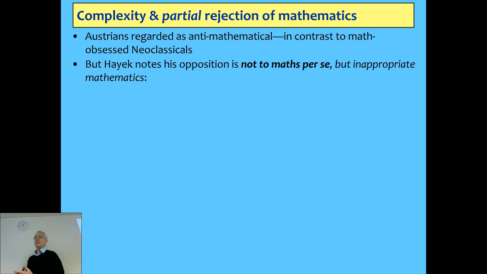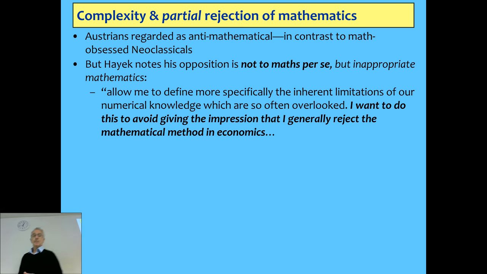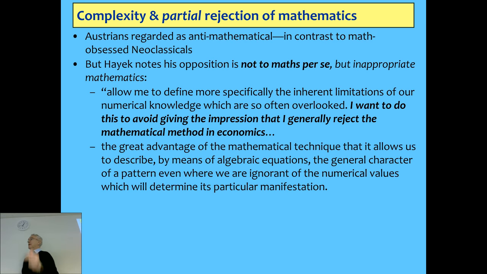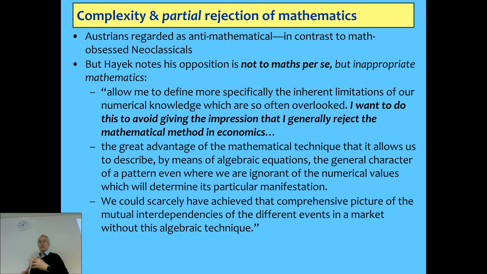Austrians are very anti-mathematical, but it's not anti-mathematics per se when you read Hayek. He's saying you can use the wrong mathematics. He says, I don't generally reject mathematical methods. He said the great advantage of mathematics is you can write down a pattern where you're ignorant of the actual numbers. We can say this is the overall pattern for competition or pattern for what's going to happen with wages, but we don't necessarily know the actual data at this point in time. And he said that's really been helpful.